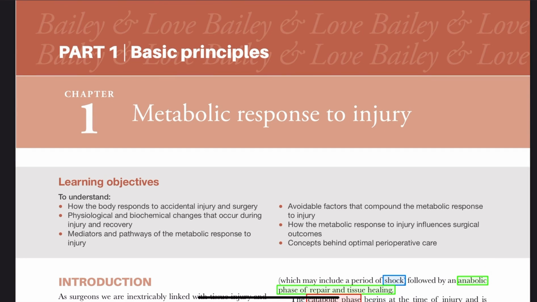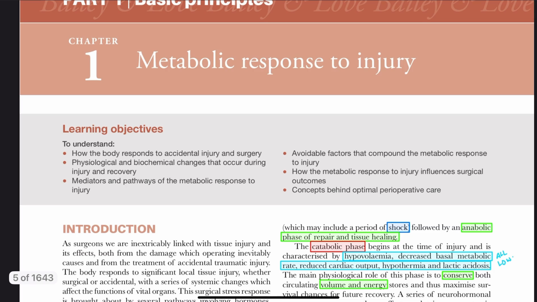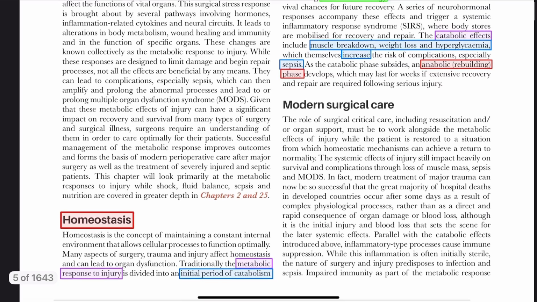Let's start with the metabolic response to injury. This is the first chapter of the 28th edition of Bailey. We'll cover it part-wise. In the introduction, nothing important.